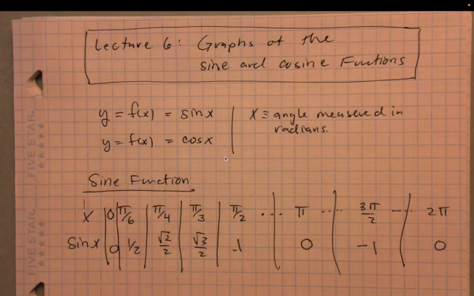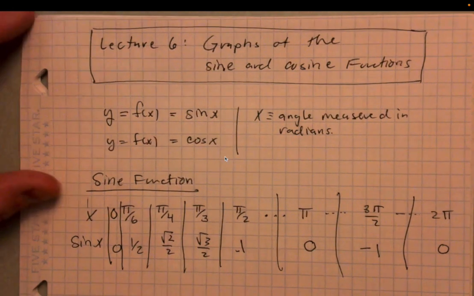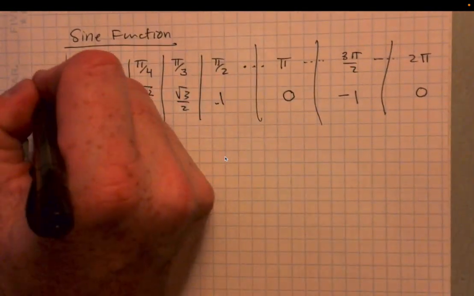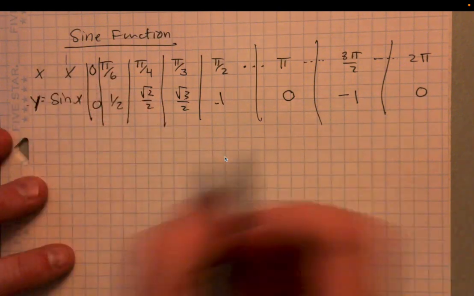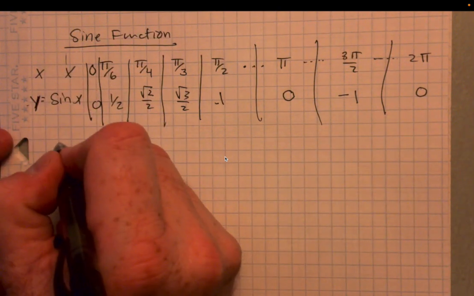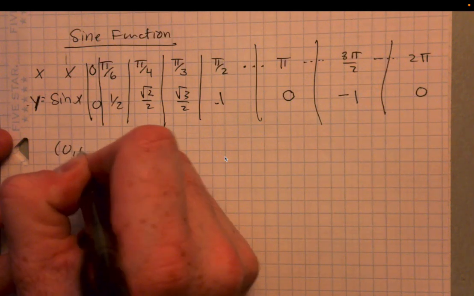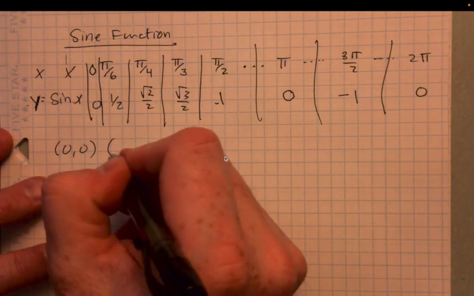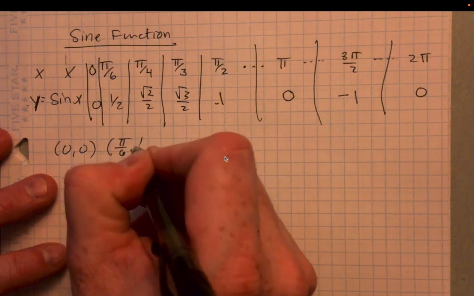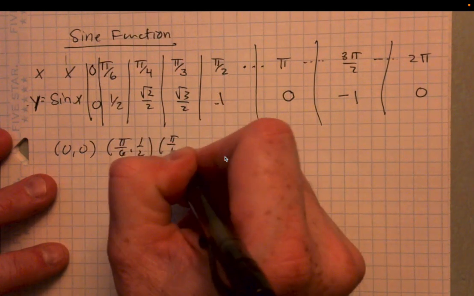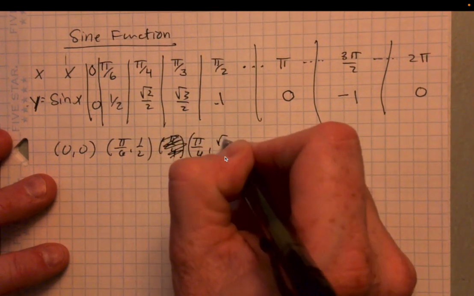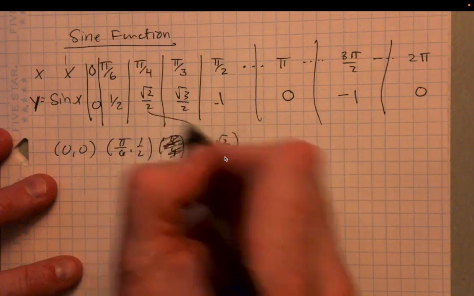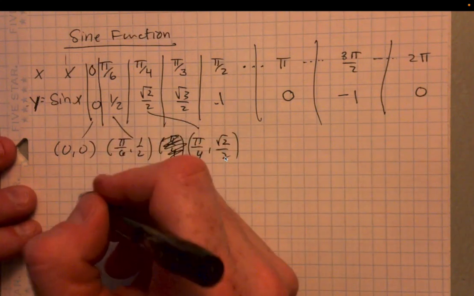Okay, so let's just see what this looks like when we plot it on a coordinate system. So let's take this to be, of course, our x component, and then this will be y equals sine of x. And so the points we want to plot are 0, 0, and then pi over 6, comma 1/2, and then pi over 4, comma square root of 2 over 2, and so on. We want to plot all these points.